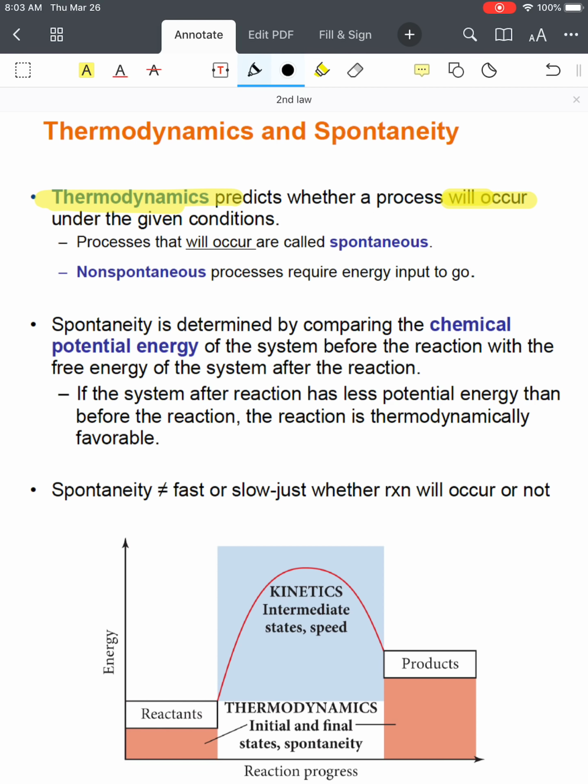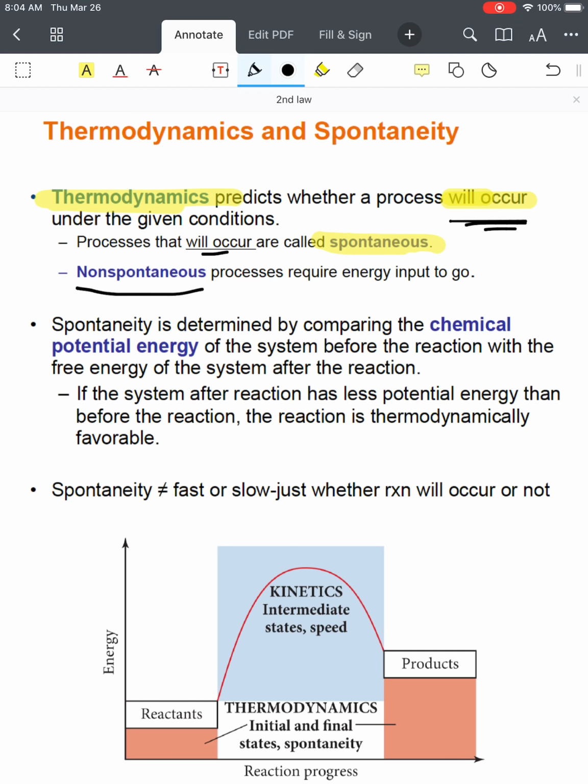That just means that it happens. It doesn't mean that it happens fast. It just happens. It's a spontaneous reaction. Okay? It's favored thermodynamically. On the other hand, non-spontaneous processes require energy input to force them to occur. They will not occur on their own under the set of conditions specified. This is a non-spontaneous process. So we have spontaneous, we have non-spontaneous.